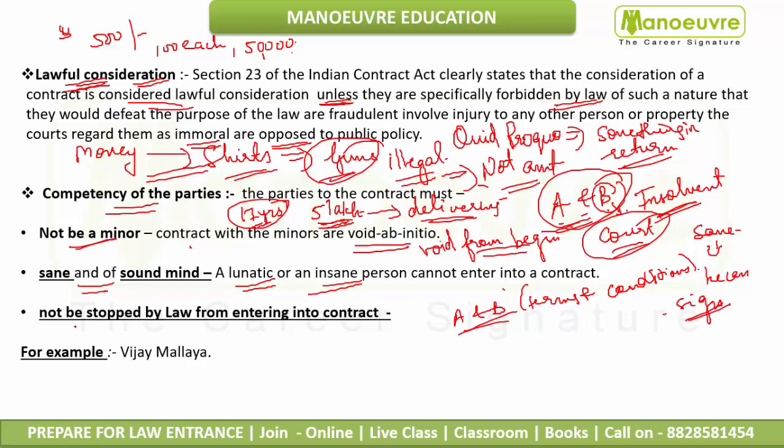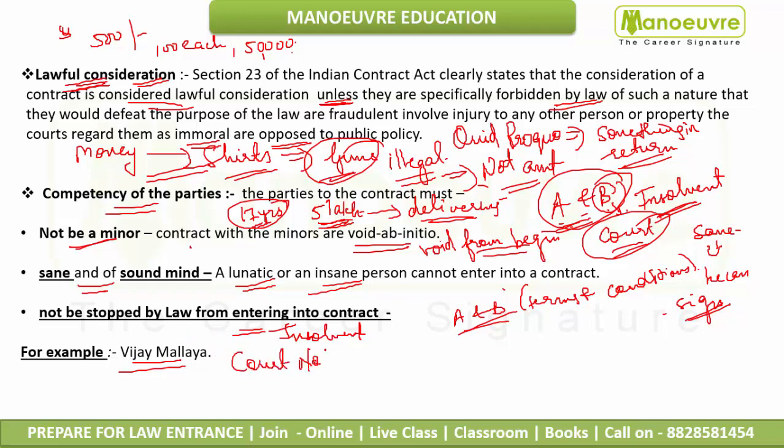Next, not be barred by law from entering into a contract, but he shouldn't be insolvent. For example, Vijay Mallya. We all know that he's bankrupt right now, and if you enter into any contract with him now, then the court will not help you.